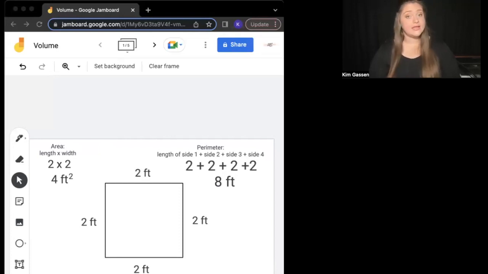I'll request that you wait until I'm done explaining, just in case my explanation answers your question. That way we're not stopping and starting too much. Volume builds upon what we learned about area and perimeter. So we'll review those quickly and then jump into today's topic.